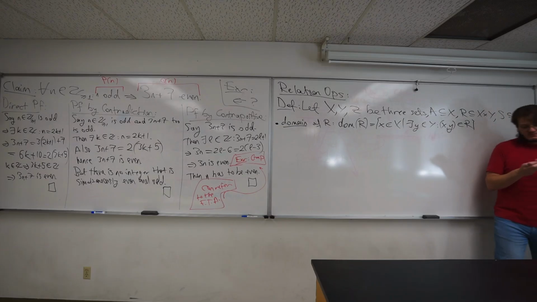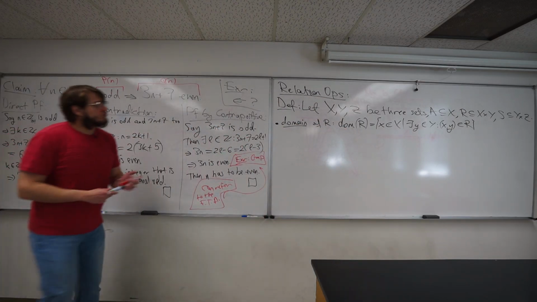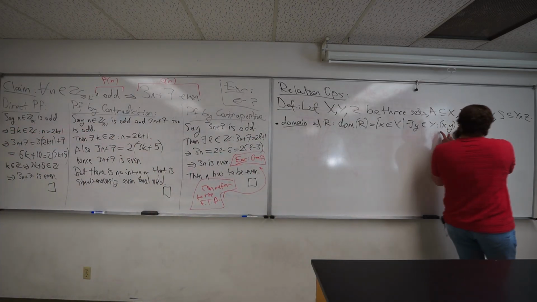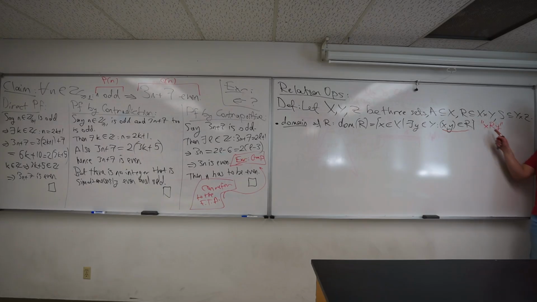By the way, a very common notation for relations is also, instead of writing this pair (x, y) is in R, we just write x R y. This is the same thing. This is also fairly common. So you say x relates to y via R.